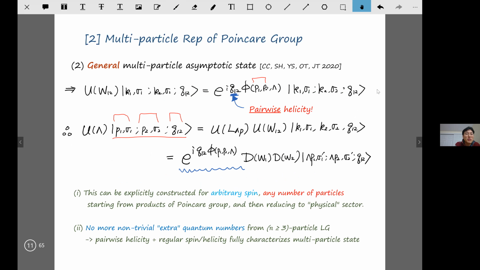And so under arbitrary Lorentz transformation, in addition to the usual Wigner rotations of individual particles, it picks up an extra U1 phase factor, whose phase depends on the momentum of both particles, and whose quantum number we call a pairwise helicity. Okay, and therefore, if you have a multi-particle state with an arbitrary number of particles, for each pair you will have an associated pairwise helicity.